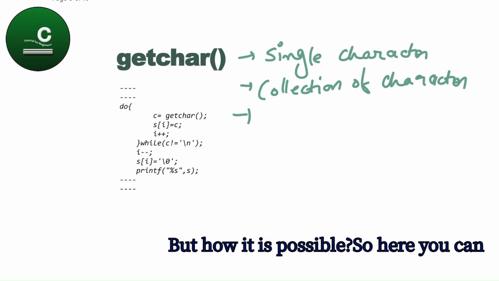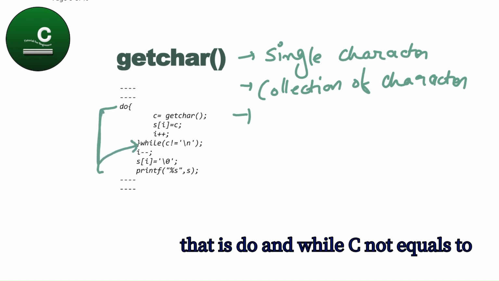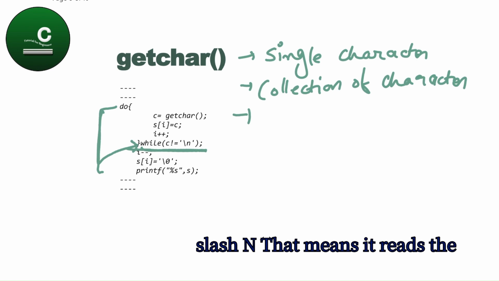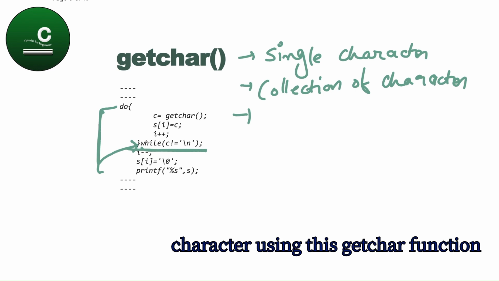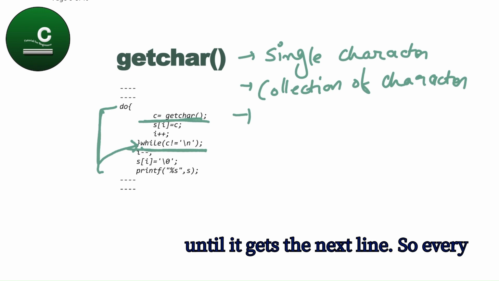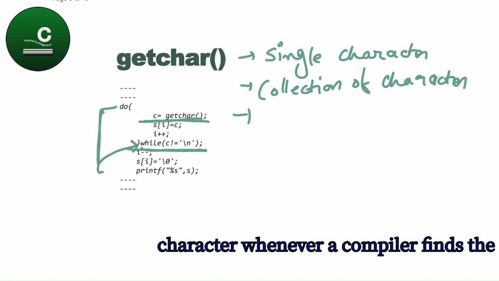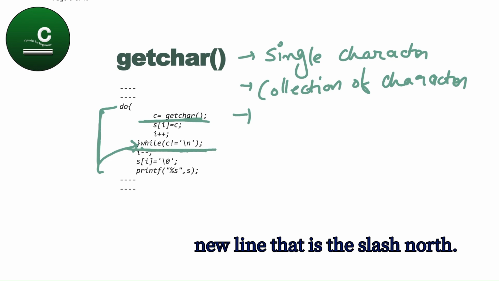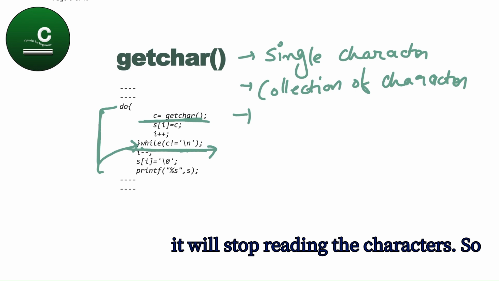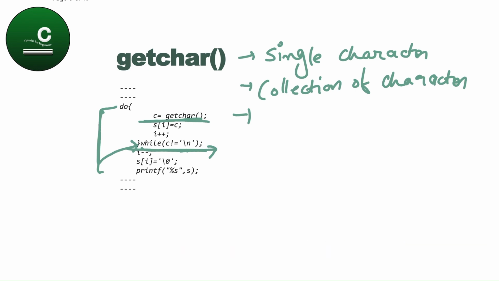But how is it possible? Here you can see an example where a loop concept is given, that is do and while, c not equals to slash n. That means it reads the character using this getchar function until it gets the new line. So every time it reads a single character. Whenever the compiler finds the new line, that is slash n, it will stop reading the characters. So this way you can read a string.